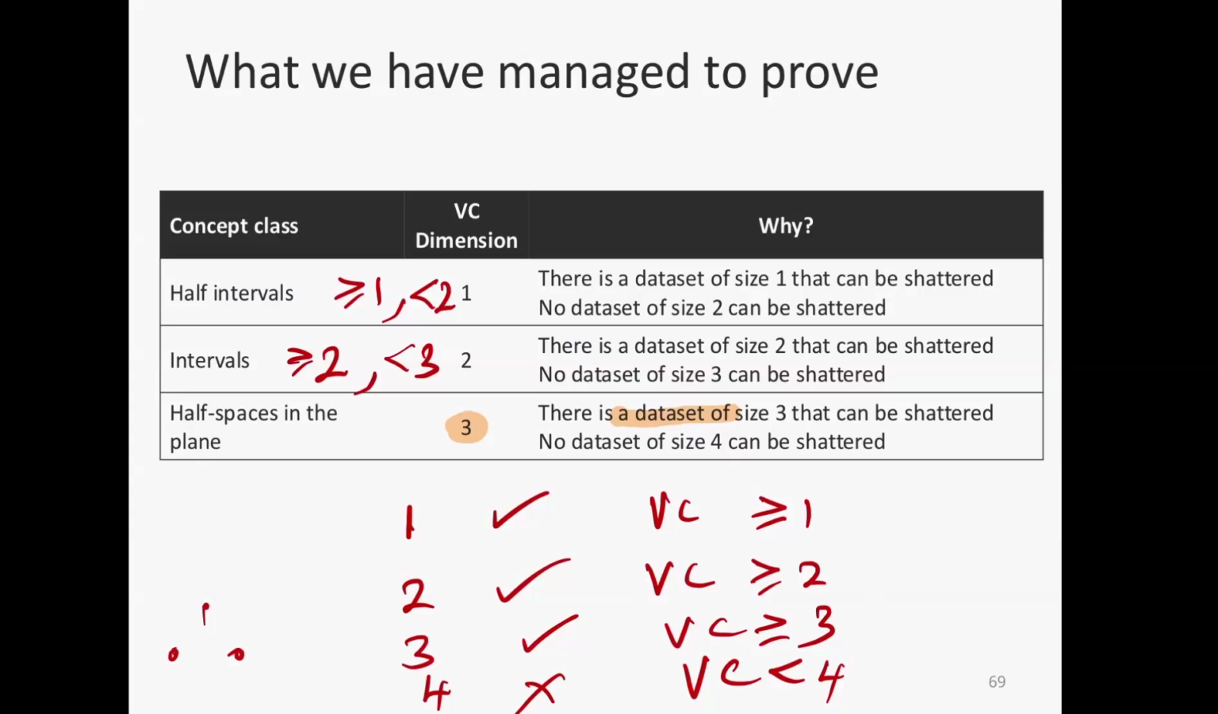Yes. I'll go to you first and then come to you. Yeah, I guess it's not super clear to me. So for the half space in the plane, wouldn't the VC dimension be 2 because there is a data set of size 3 that cannot be shattered?